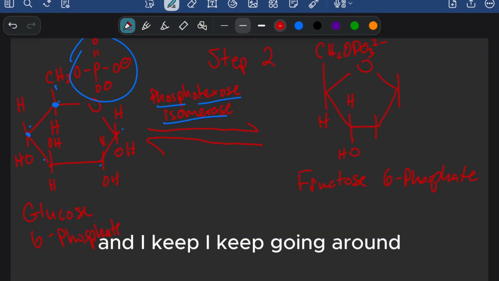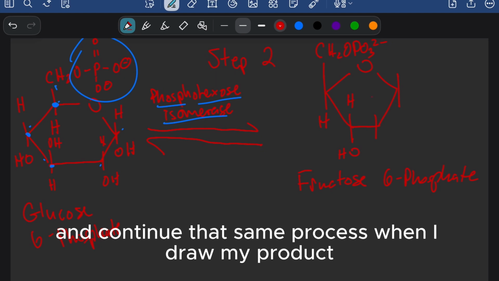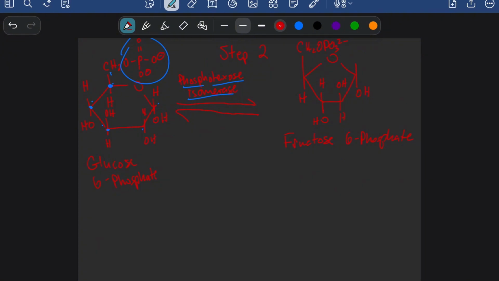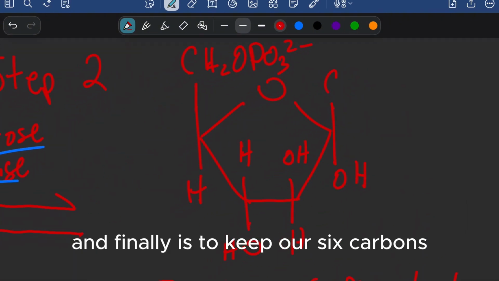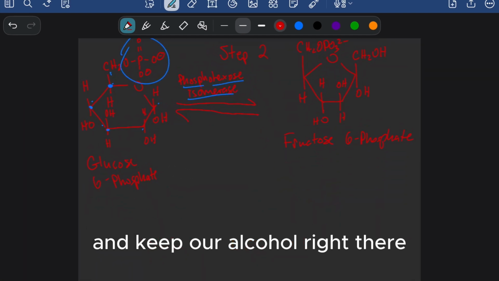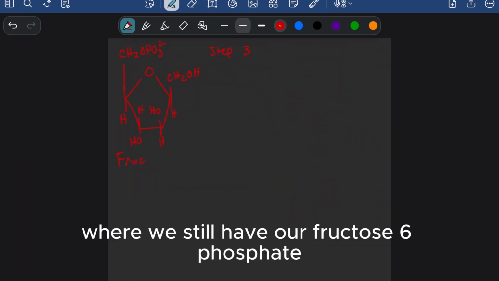And I keep going around the ring and continuing that same process when I draw my product. And finally, to keep our 6 carbons, we're going to put 1 up here and keep our alcohol right there. So now we're going to move on to step 3, where we still have our fructose 6-phosphate.